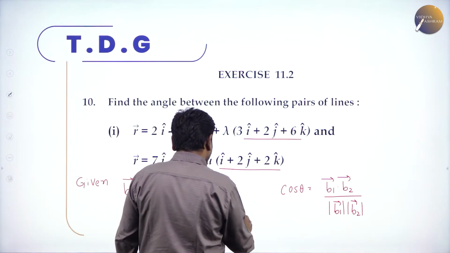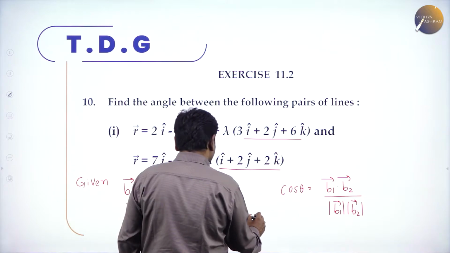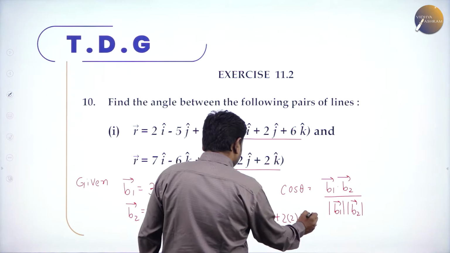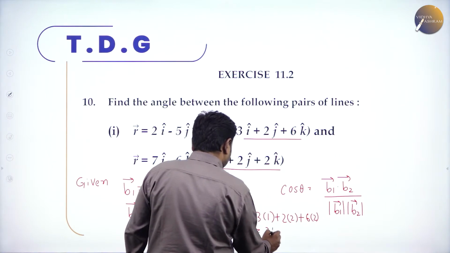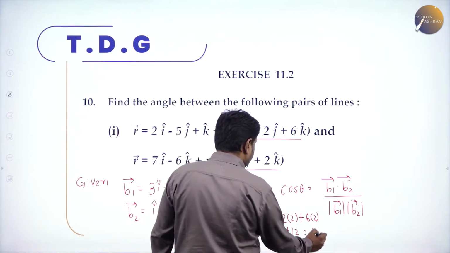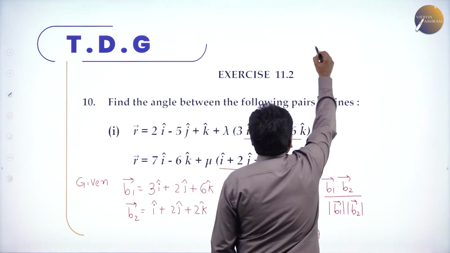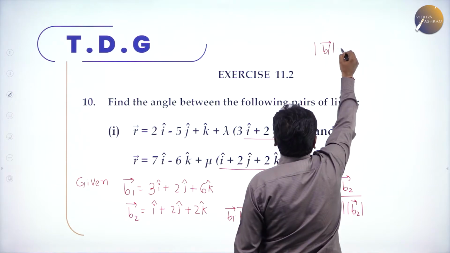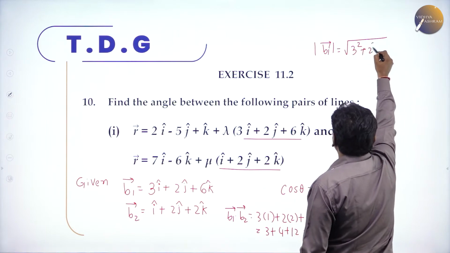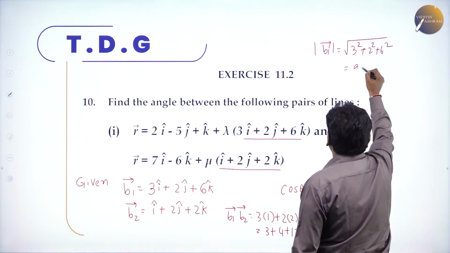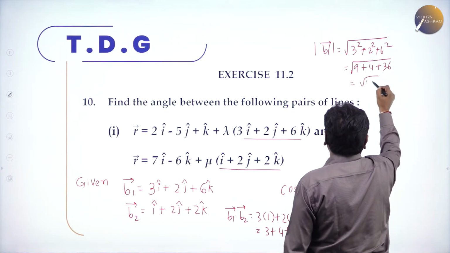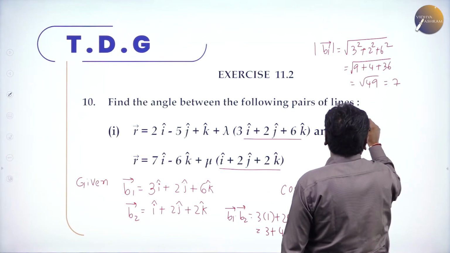What is B1 dot B2? You know how to find the dot product of two vectors. That is 3 into 1 plus 2 into 2 plus 6 into 2. That is 3 plus 4 plus 12, that is 17. And the magnitude of B1, the first vector, is root of 3 square plus 2 square plus 6 square. So 3 square is 9 plus 4 plus 36, so that is root 49. Root 49 is 7.